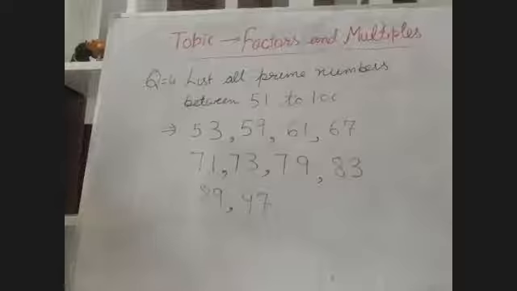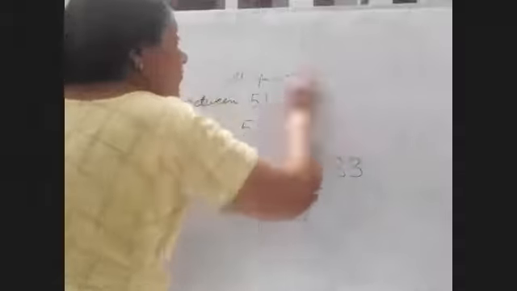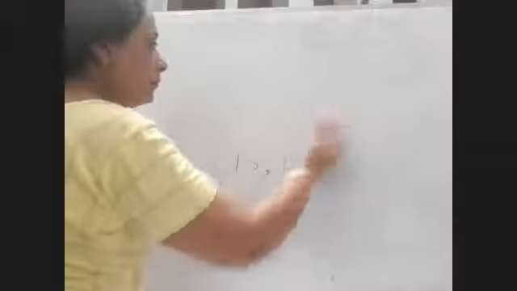Next question is fifth question. List all twin primes between 1 and 50.